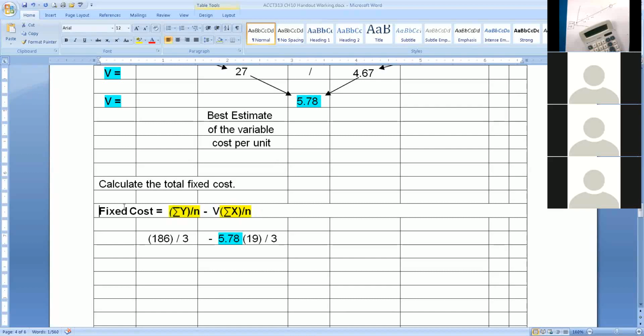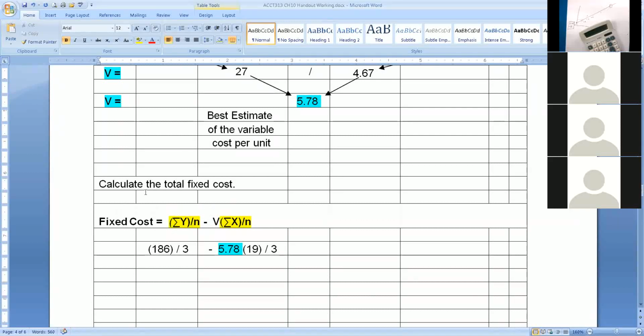Let me put that in here. Let me see if that makes sense. So this is both variable and fixed. Subtract out the variable, and you'll be left with a fixed. This is total variable and fixed cost. Subtract out the variable, left with just the fixed is what we want. So this will be all right.